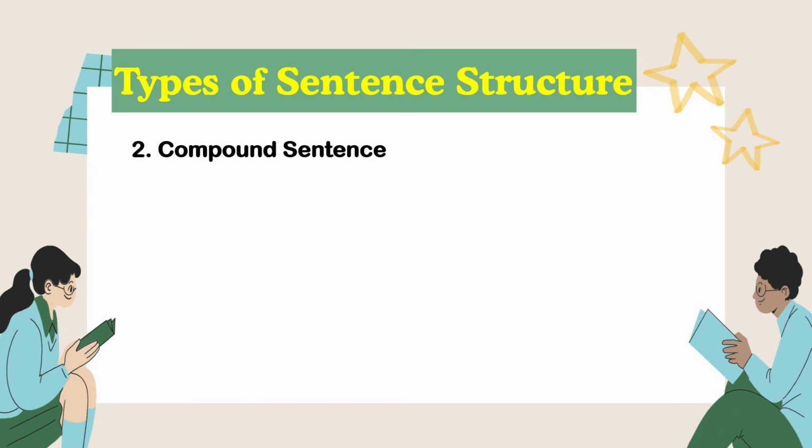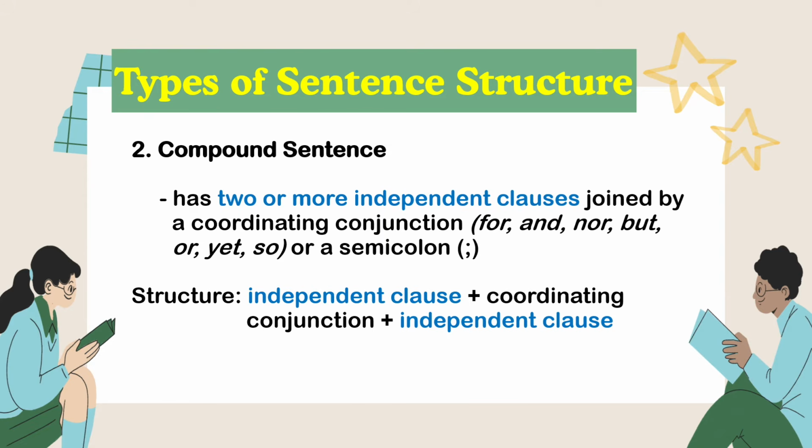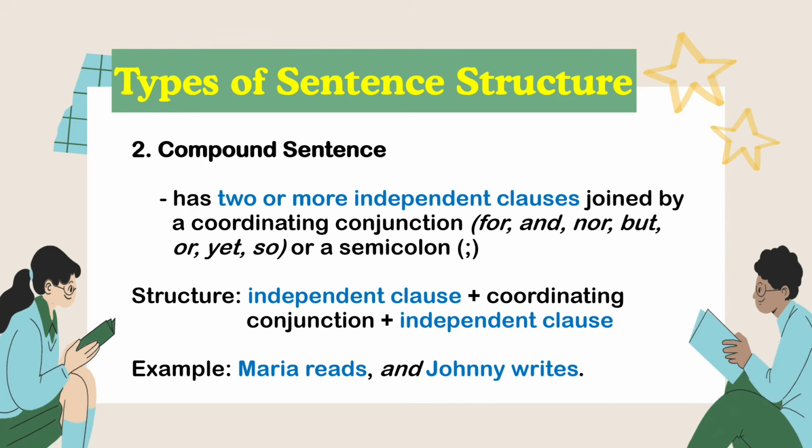Next, compound sentence. A compound sentence contains two or more independent clauses joined by a coordinating conjunction: for, and, nor, but, or, yet, so, or a semicolon. The structure of a compound sentence is independent clause plus coordinating conjunction plus independent clause. For example, Maria reads and Johnny writes.